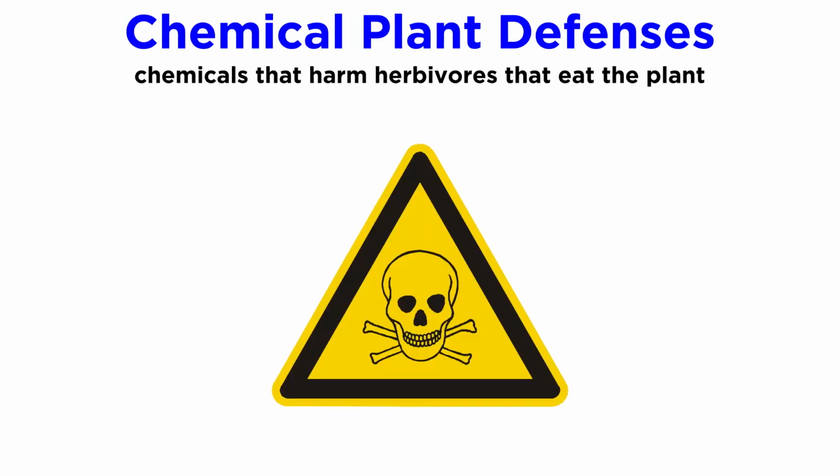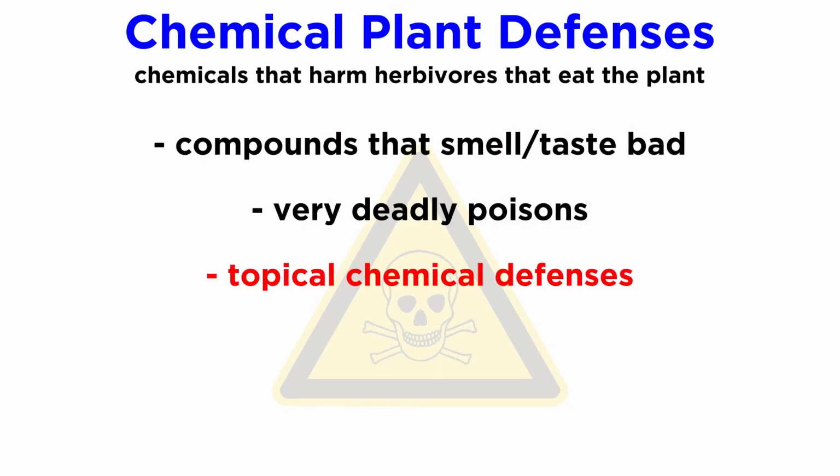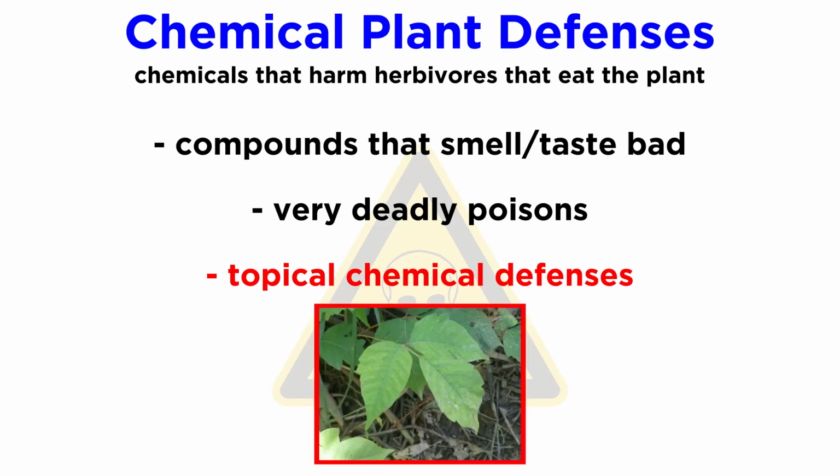Plant chemical defenses can range from chemicals that make a plant smell or taste bad to an herbivore, all the way up to extremely deadly poisons. There are also plants with topical chemical defenses like poison ivy and wild parsnip. If an animal gets the oils from these plants on their exposed skin, it can wind up with an itchy rash or even chemical burns.